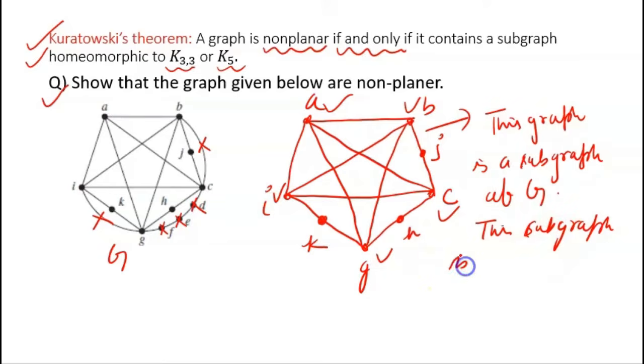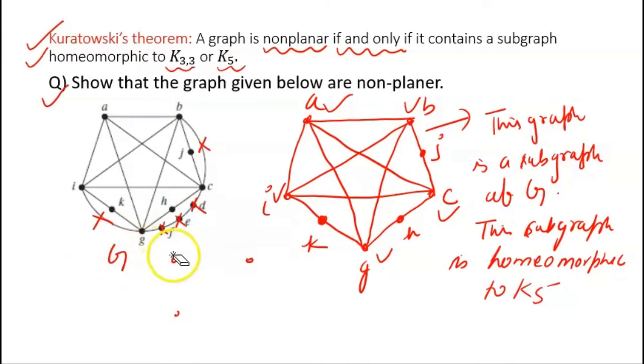is homeomorphic to what? To K5. Now you will ask me how it is homeomorphic to K5, because this is how K5 looks like. I'm not drawing it again because it will unnecessarily take time. So let me remove this. I hope you can clearly see that in K5, between this vertex I and G, you remove this edge and place one extra vertex K and then join.